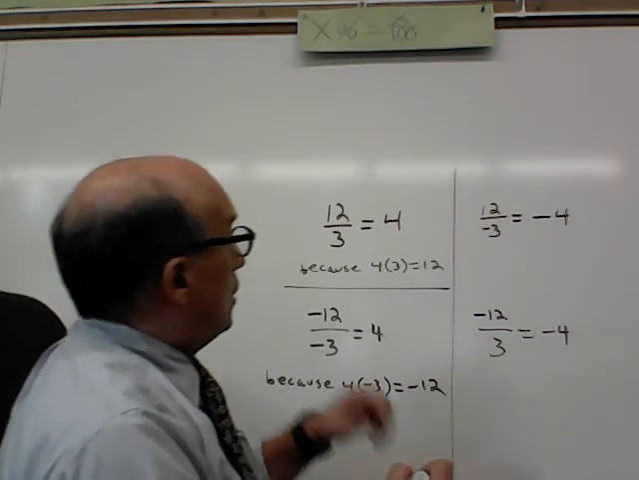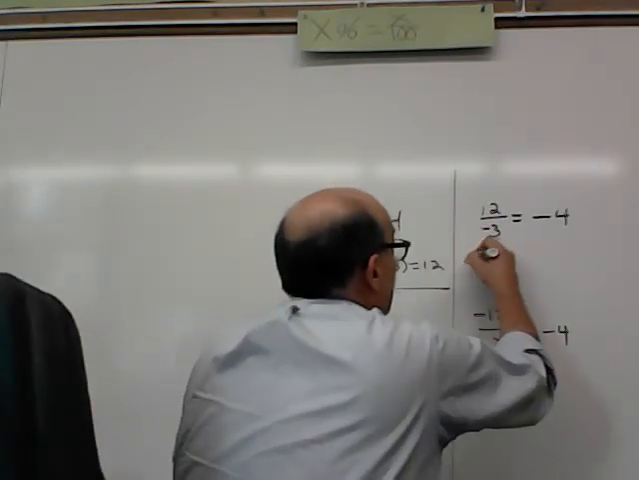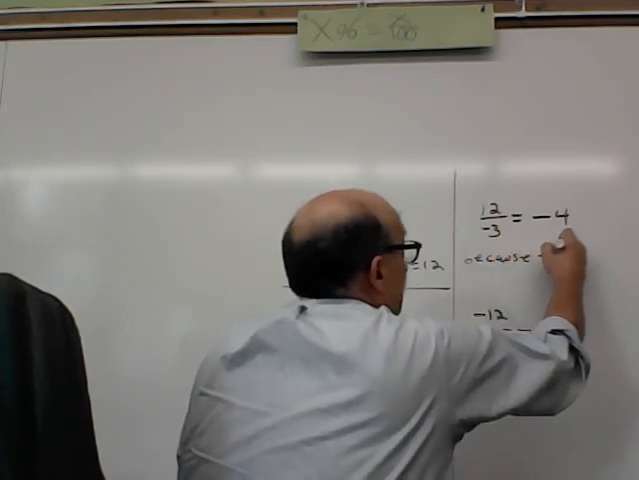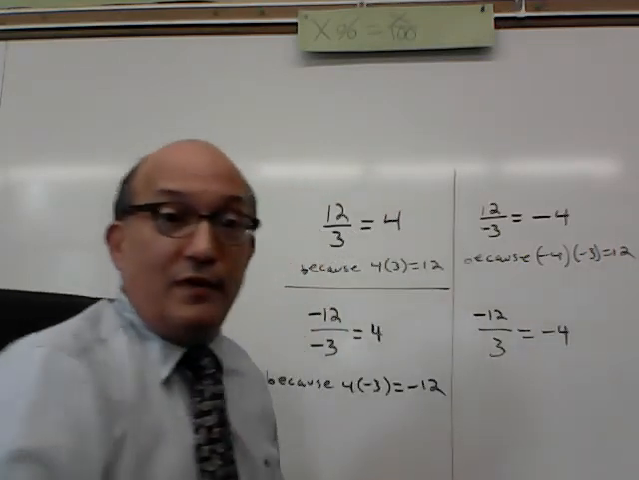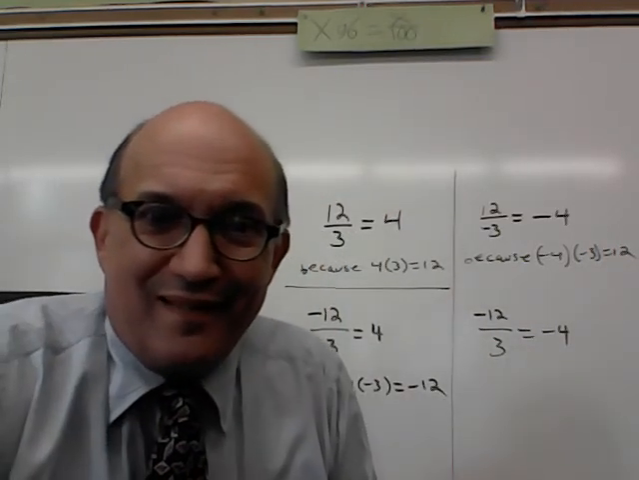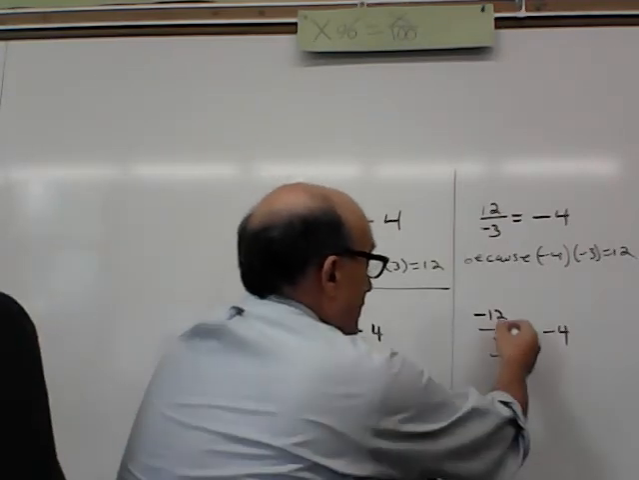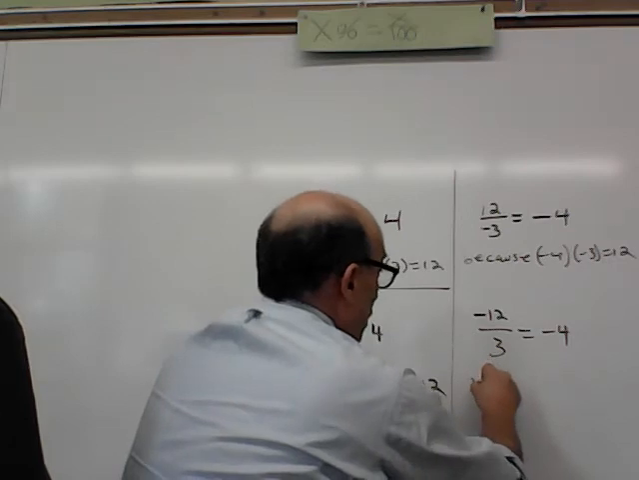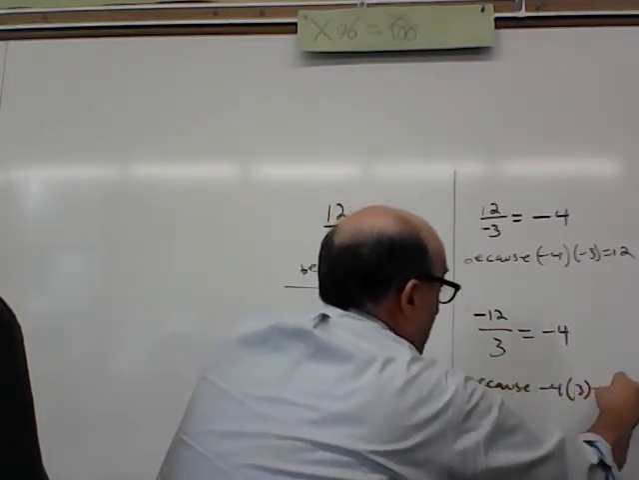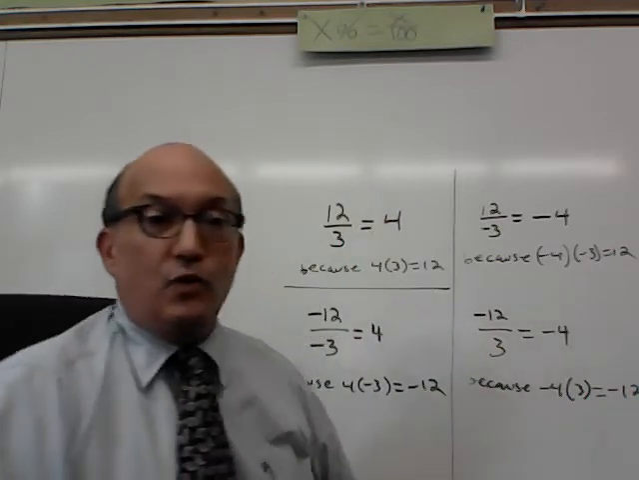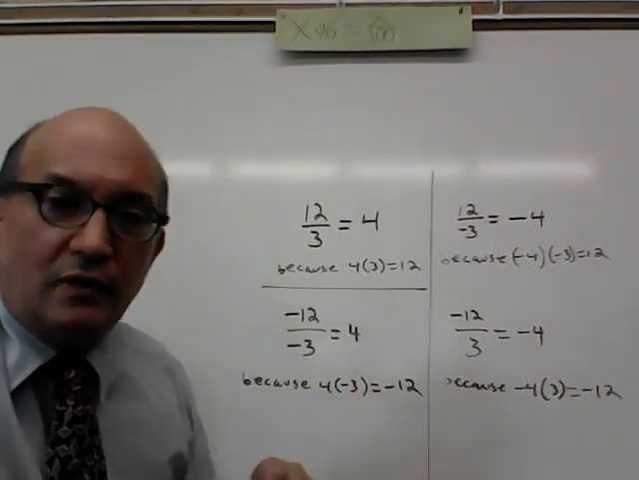Over here, why is 12 divided by -3 -4? Because -4 times -3 equals 12. All right? And the very last one here, why is -12 divided by 3 -4? Because -4 times 3 equals -12. Everything fits together. Everything is consistent.